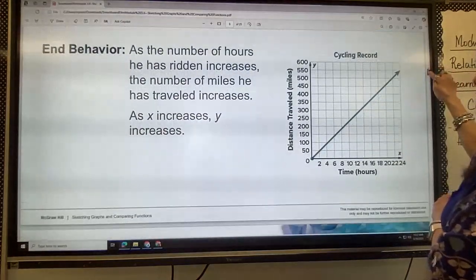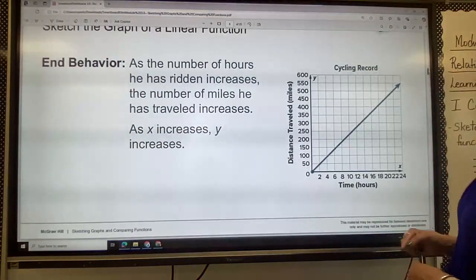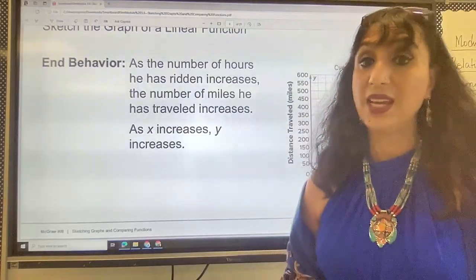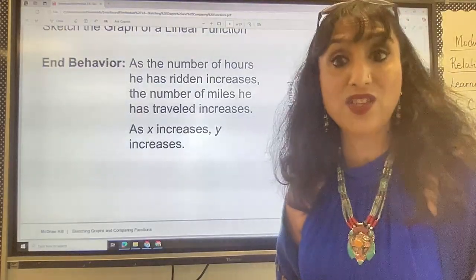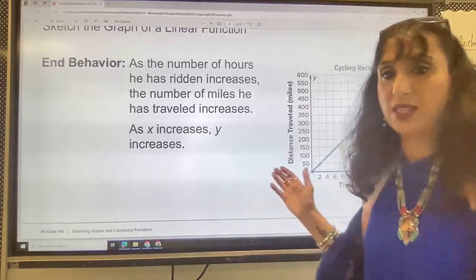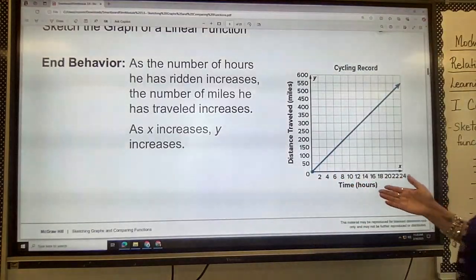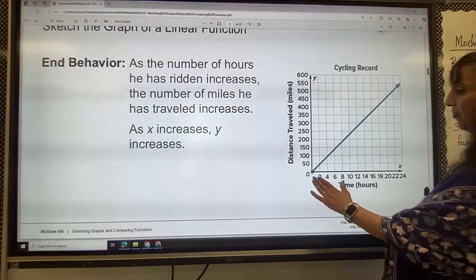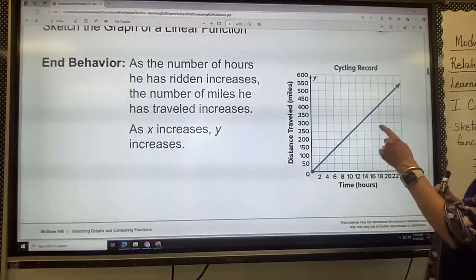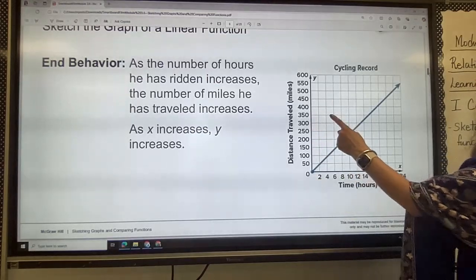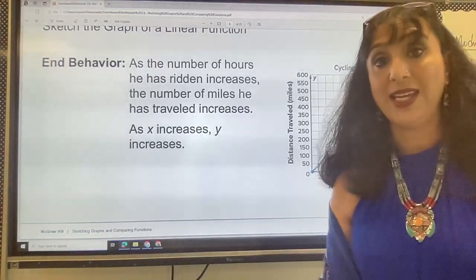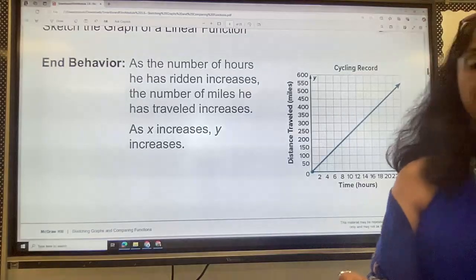Now look at this. Here is the example of the graph. Let's look at the end behavior. As the number of hours he has ridden increases, the number of miles he has traveled increases. So once again, as x increases, y increases. Here is the graph, and this is what I was talking about. You have the 0, 0 over here, and then as the time in hours is increasing, the distance that he's traveling is also increasing. So as x increases, y increases. And yes, this is a linear function.